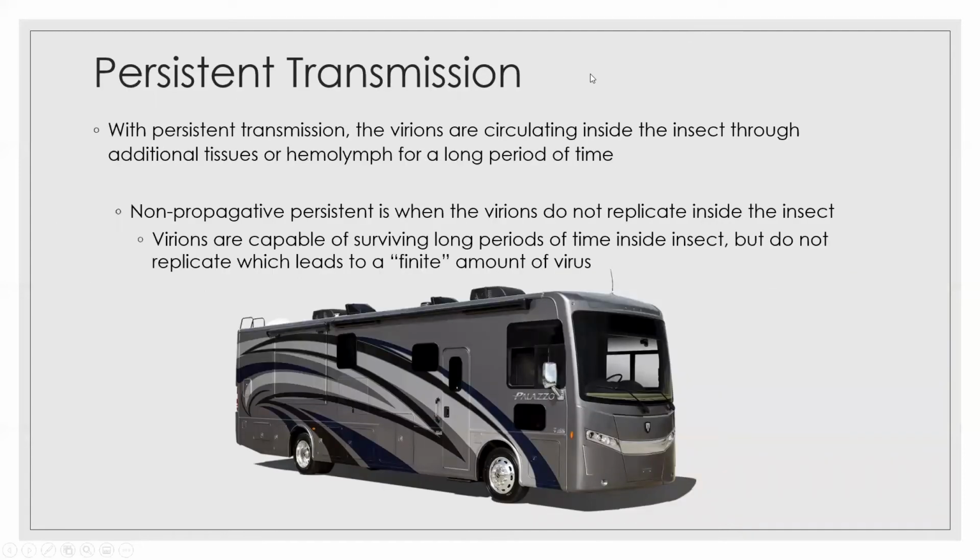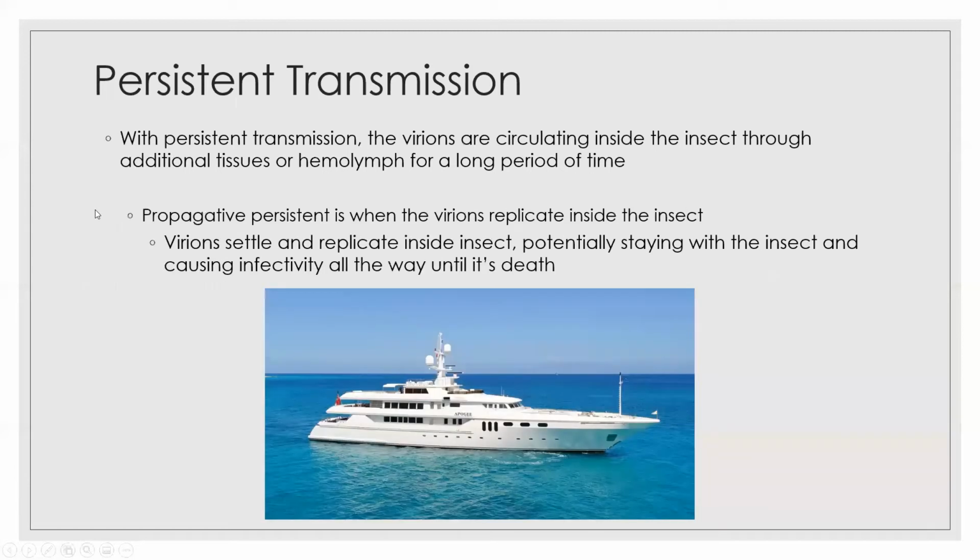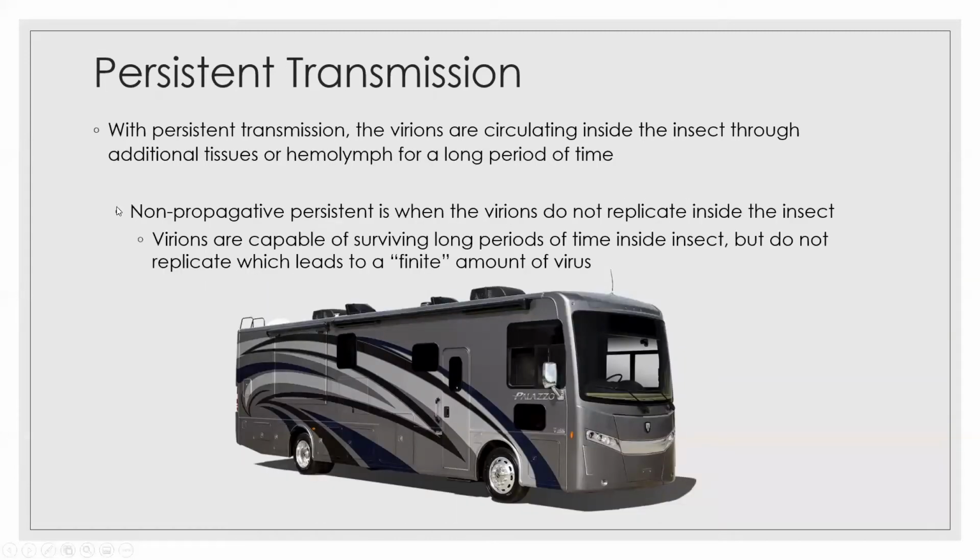Okay, and moving on to our final type, we got persistent transmission, which has two types actually. So persistent transmission, not only are those virions inside the stomach or the gut tissues, they now have the ability to move to hemolymph, which would be the insect blood, or additional tissues like nerve tissues or muscle tissues. And so non-propagative persistent is when these virions are inside, they got all these nice tissues, but they're not replicating. So even though they're able to go, let's say, wherever they want in the insect, there's really only a finite amount of the virus. And once we're rid of it, we're not going to be having more.